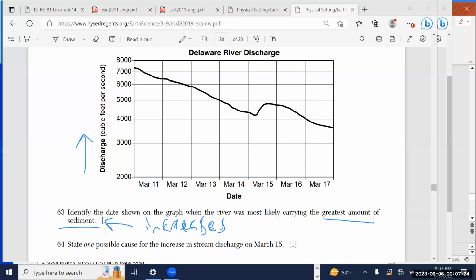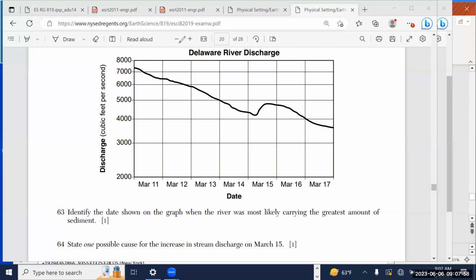And it makes sense. If there's more water that's passing through an area, you can carry even more sediments passing through a given area. So what date has the most amount of discharge? And it is March 11th. So your correct answer for number 63 is March 11th. All right, let's take a look at 64.